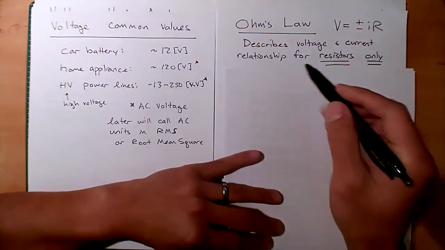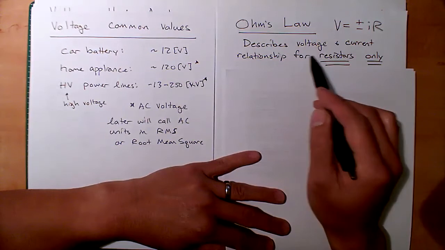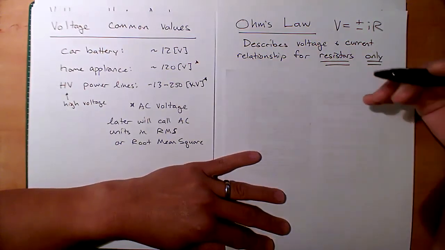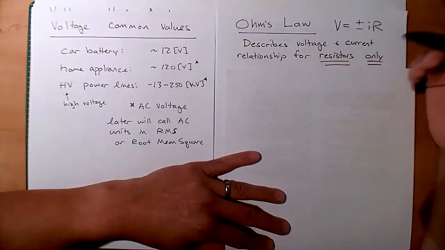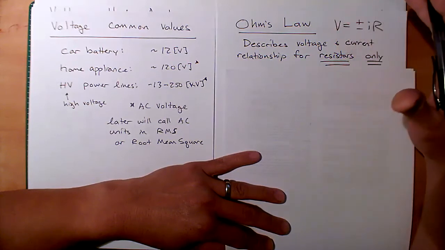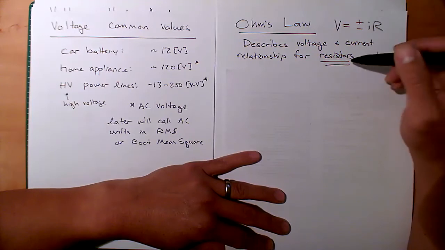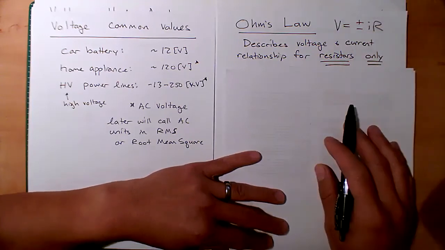And I have to be careful. You have to be really careful. It describes the voltage and current relationship for resistors only. So it is very tempting for a student to use this law on a voltage supply. No, no, no. It's tempting to use this for a current supply. No, no, no. For resistors only. So make sure that you're applying this law correctly.